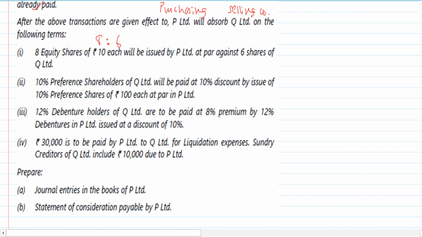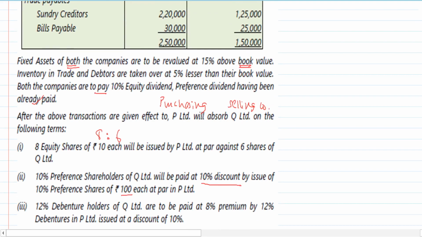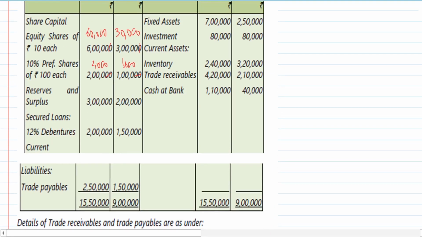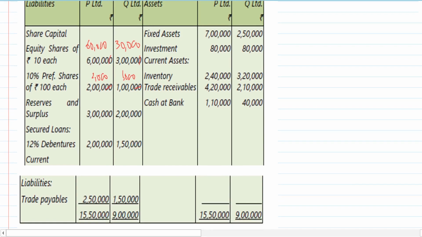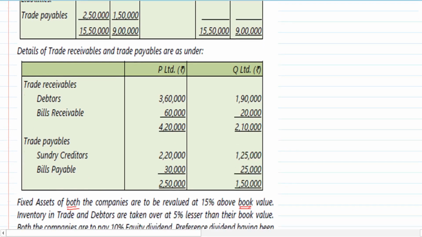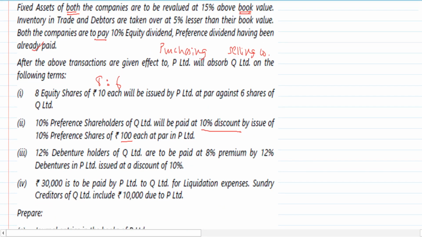10% preference shares of Q Limited will be paid at 10% discount. So we are settling the preference shareholders at a discount by issue of 10% preference shares of 100 rupees at par in P Limited. If I return to the balance sheet, preference share capital of Q Limited is 1 lakh. We will reduce it by 10%. That means 90,000. That's going to be our agreed value of the preference shares.